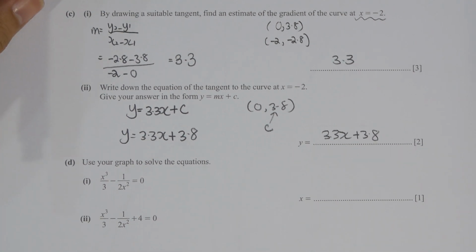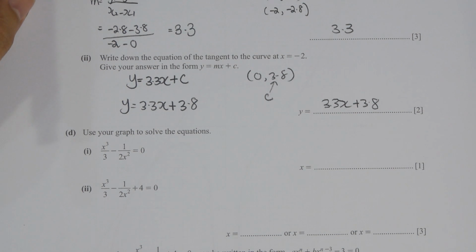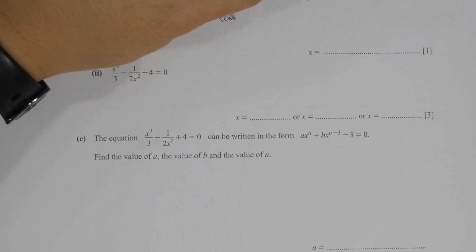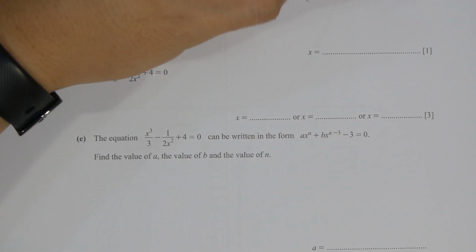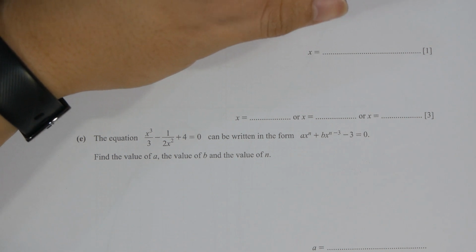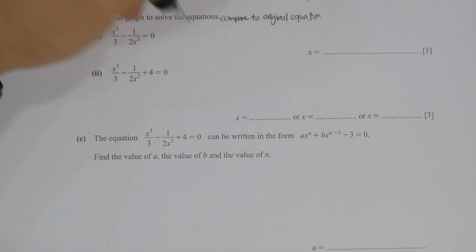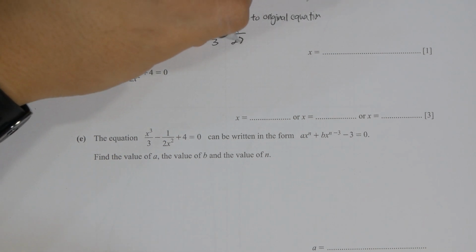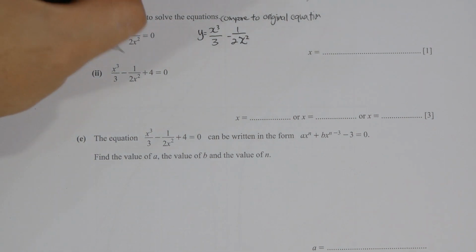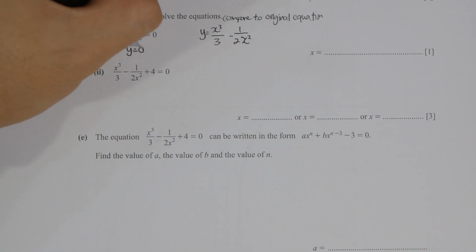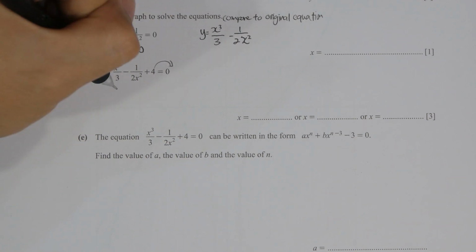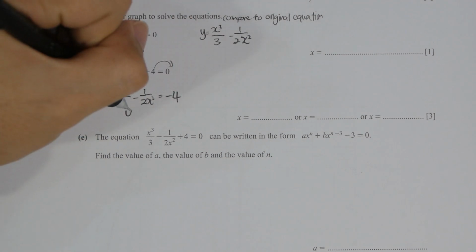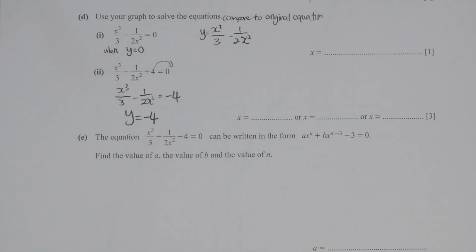Okay, and over in section D, use your graph to solve the equation. Okay, compare to the original equation. Alright, so we have x cubed over 3 minus 1 over 2x squared equals 0. So this is the original equation that was given. So you immediately know that it is referring to y equals 0. Whereby for the next one, the original equation was actually added with 4. So let's shift this 4 away. Then you will get y equals negative 4.